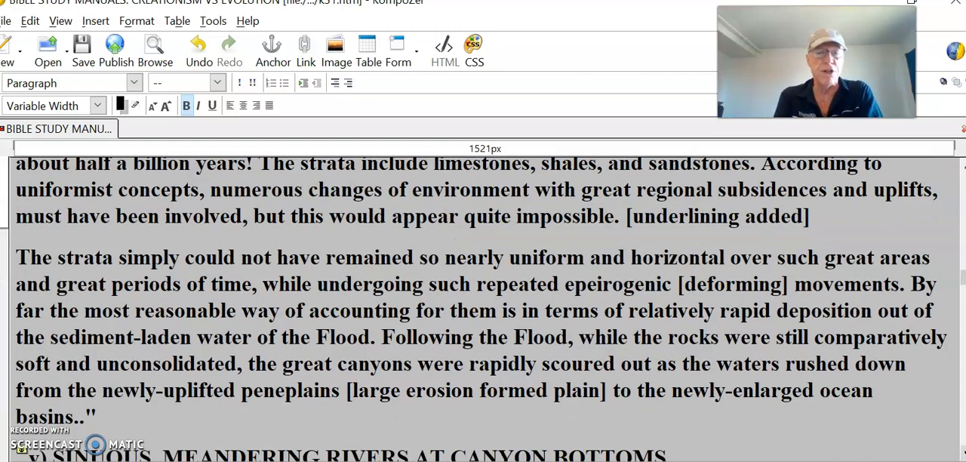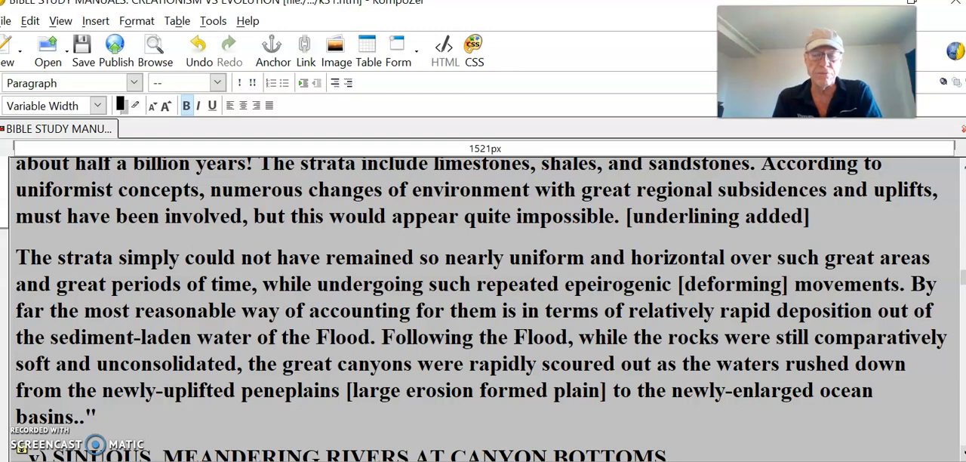The strata simply could not have remained so nearly uniform and horizontal over such great areas and great periods of time, while undergoing such repeated epeirogenic deforming movements. By far the most reasonable way of accounting for them is in terms of relatively rapid deposition out of the sediment-laden water of the flood.